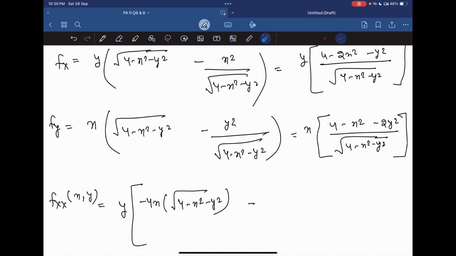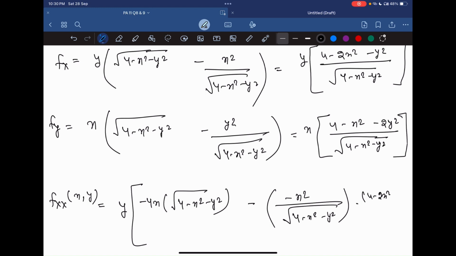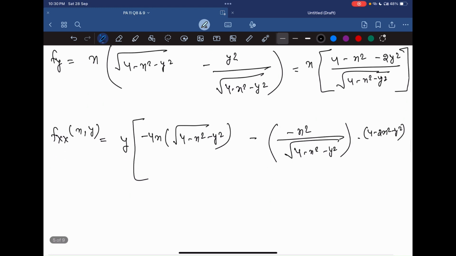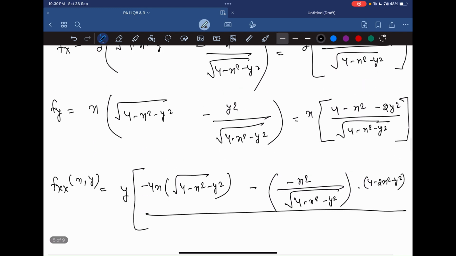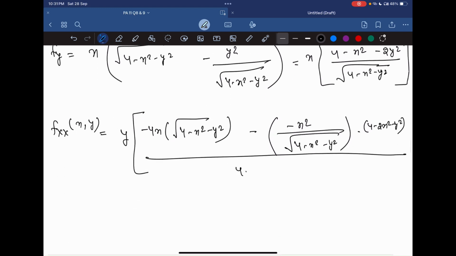So minus v derivative u. So v derivative we calculated before. So it would be minus x square divided by under root 4 minus x square minus y square into 4 minus 2x square minus y square, and this whole divided by v square. So it would be just 4 minus x square minus y square. So this is the second order partial derivative.